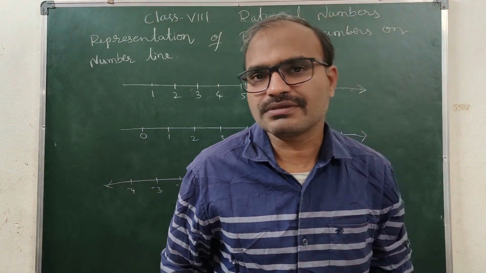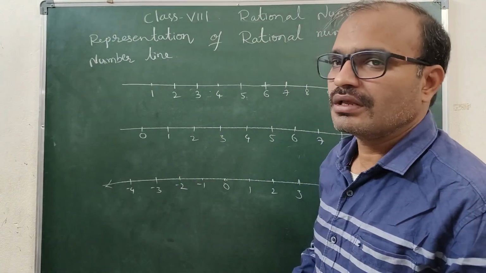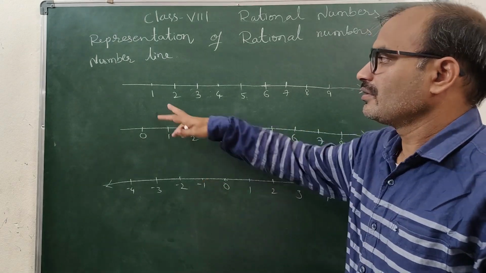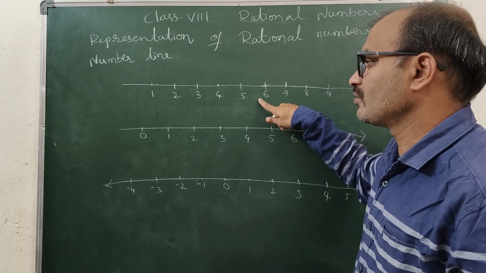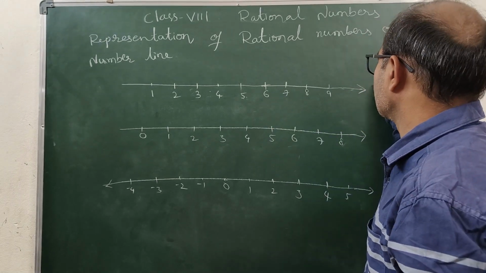Hello students, the present topic of discussion is representation of rational numbers on the number line. If you are asked which numbers these represent, some person may say they are natural numbers, these are whole numbers and these are integers.